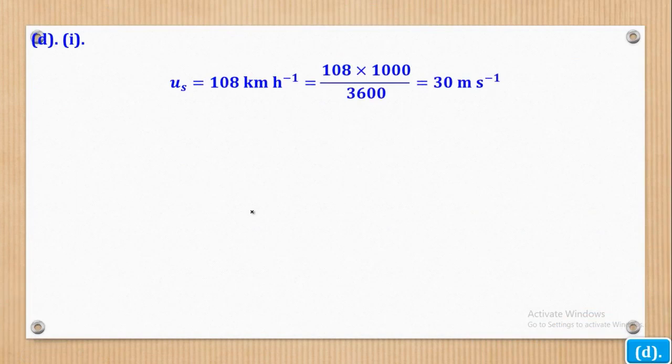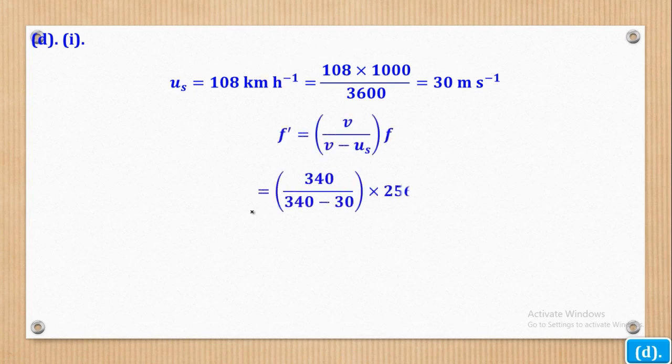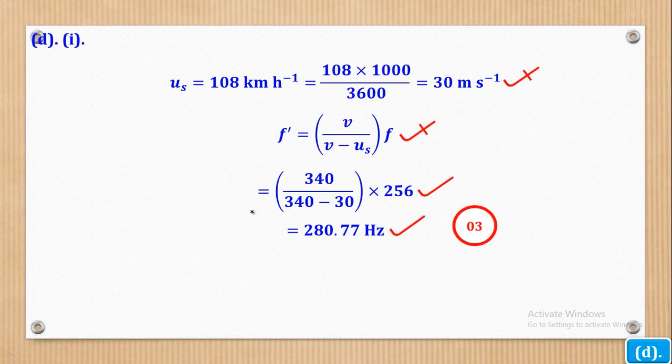So the first thing to do is convert this kilometers per hour to meters per second, which will give you 30 meters per second. Then you come and quote the formula, then you can substitute. So speed of sound in air, and this is this one for the source. This frequency was given also in the question. Therefore, now use the calculator, I'll come up with this as the required frequency. And that is how marks would be awarded.